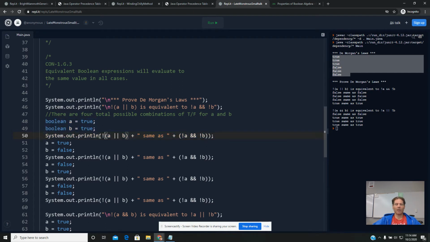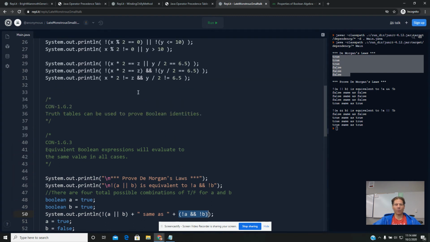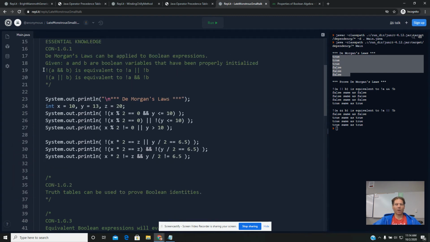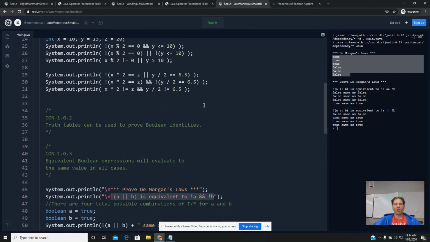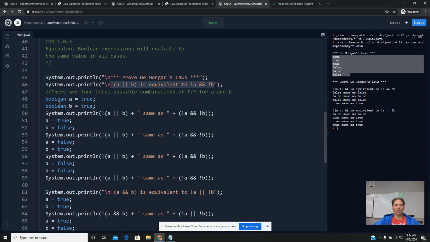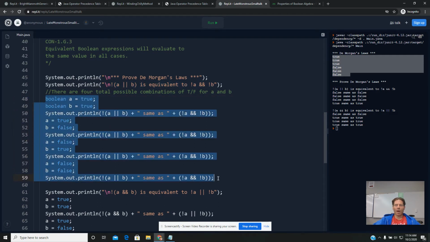DeMorgan says that the opposite of A or B is equivalent to the opposite of A and the opposite of B. That was one of our DeMorgan's properties that we saw right here. Actually, sorry, it was this one. Okay. And so what I've done now is I've gone through and initialized A and B to every possible combination I could come up with. I couldn't think of any others.